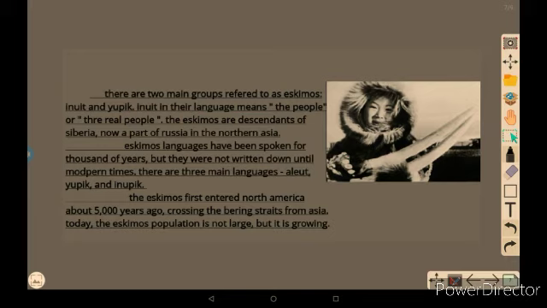So Eskimo languages have been spoken for thousands of years. What are their languages? Inuit, Yupik, and Inupiq. The Eskimos first entered Northern America. Now the Eskimo population is not large nowadays, but it is growing again. Okay, so that was that, and let's go to the next topic.